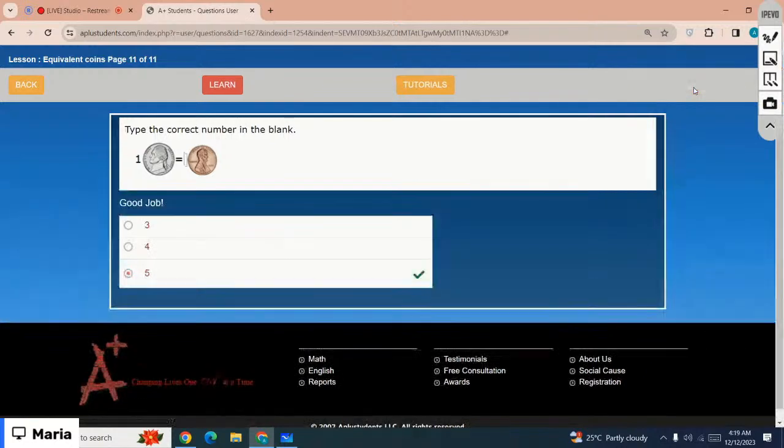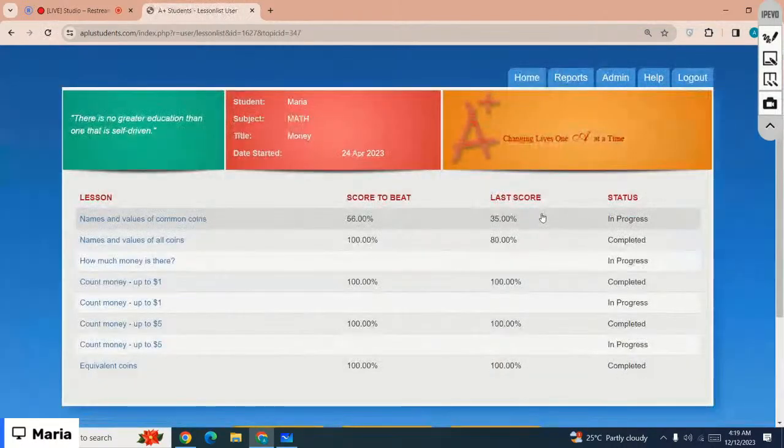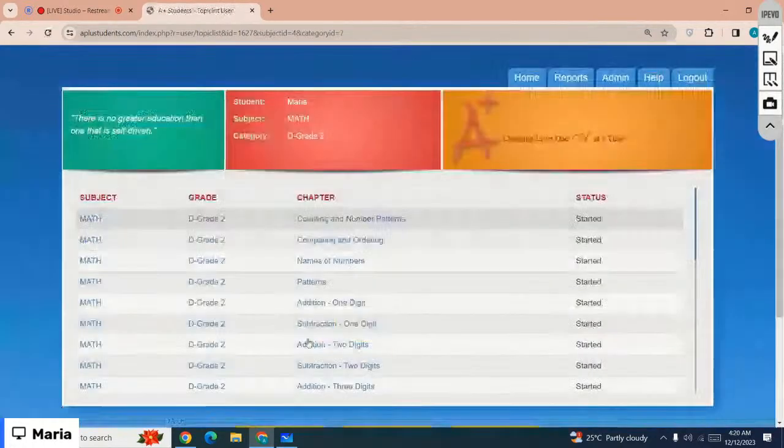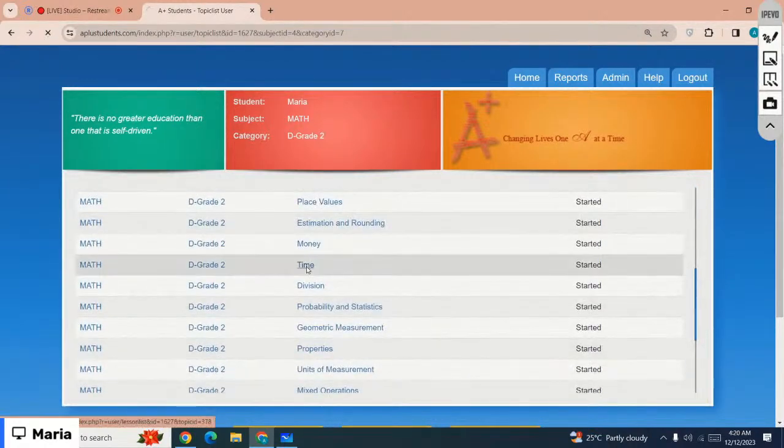Let's start with the next chapter. No, the next lesson is time. We are done with the chapter money. We're going to start with the new chapter, that is time. So let's start with the chapter time. Here it is.